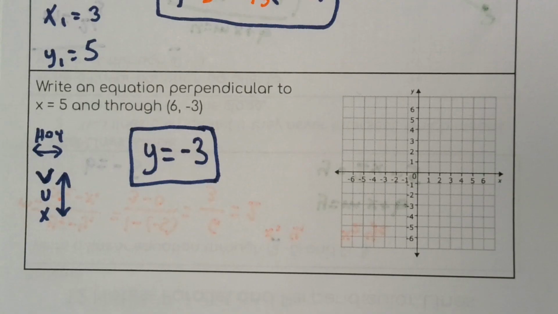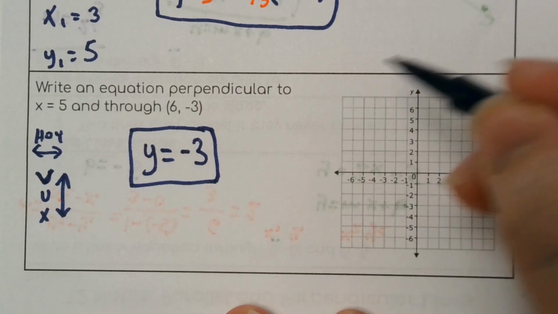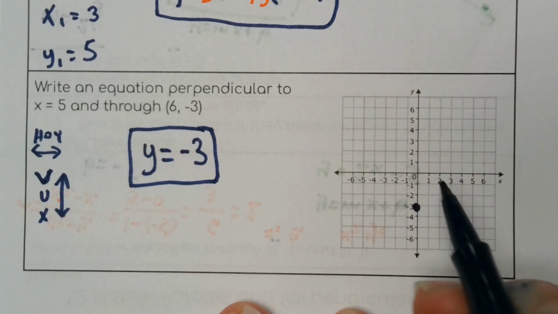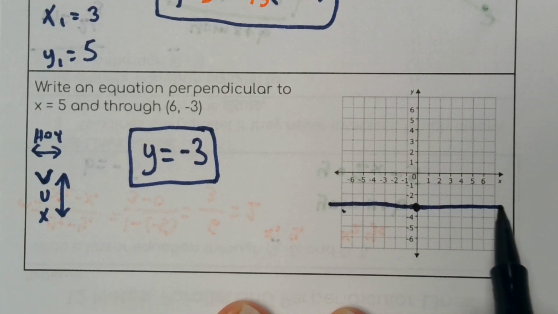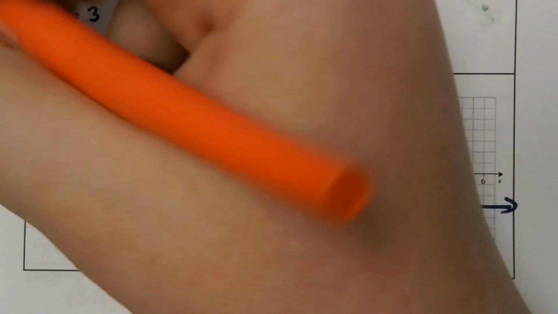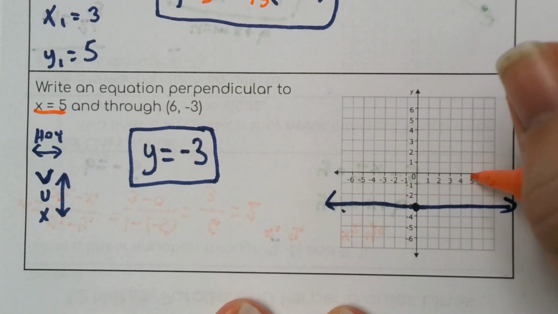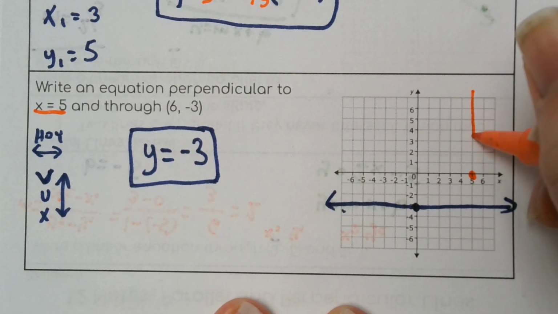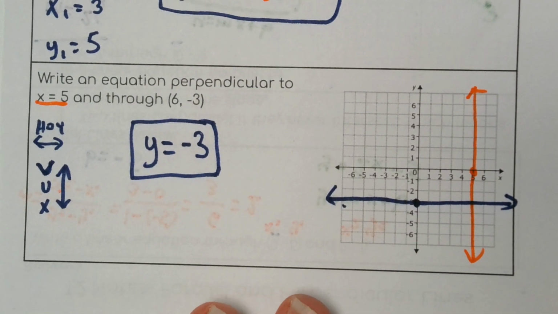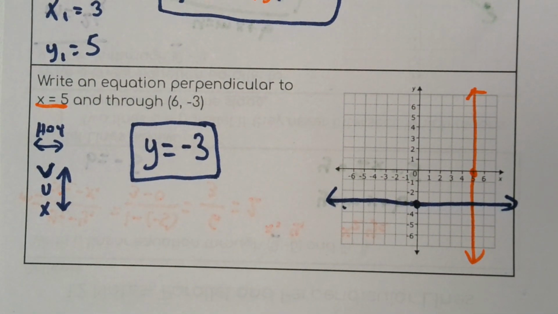So we go ahead and graph these to make sure it's right. If we graph y equals -3, it should be at -3 in that horizontal line. Okay? And that x equals 5 equation is that x is 5 in that vertical line. And they cross perfectly at that 90-degree angle.